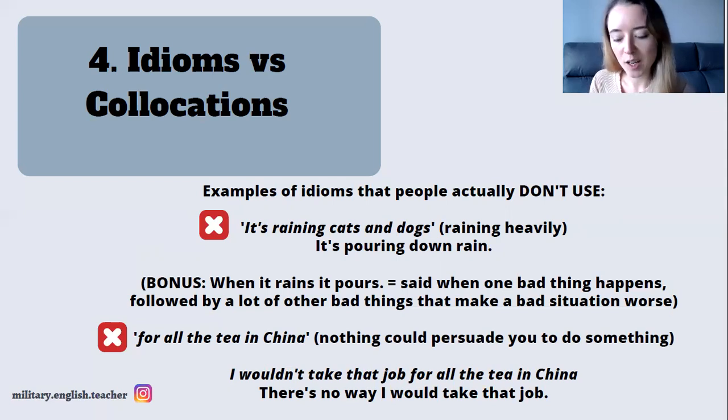So it says that when there is a sequence of bad events, if one bad thing happened, then there was another bad thing. When something bad happens, bad events come in a group, they attack you as a group event. Then my personal story.